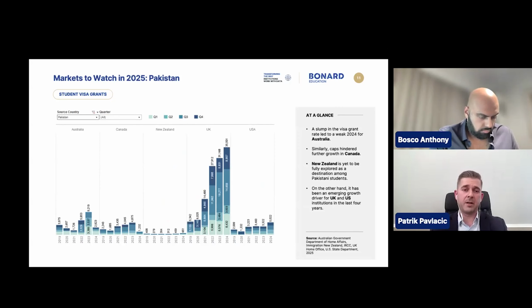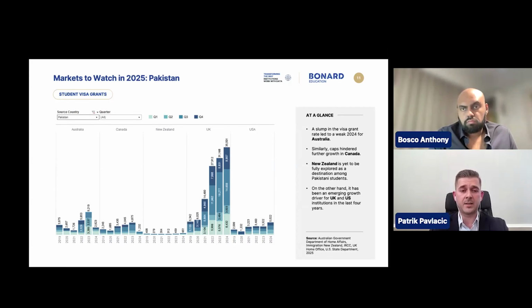As part of our remit, we also monitor markets to watch. For 2025, we've identified 15 markets that are poised to continue either delivering volume or growth potential for providers. Pakistan is one of the markets that I'd say offers consistent growth, but you are also able to see what impact the policy changes have on, let's say, the total addressable market.